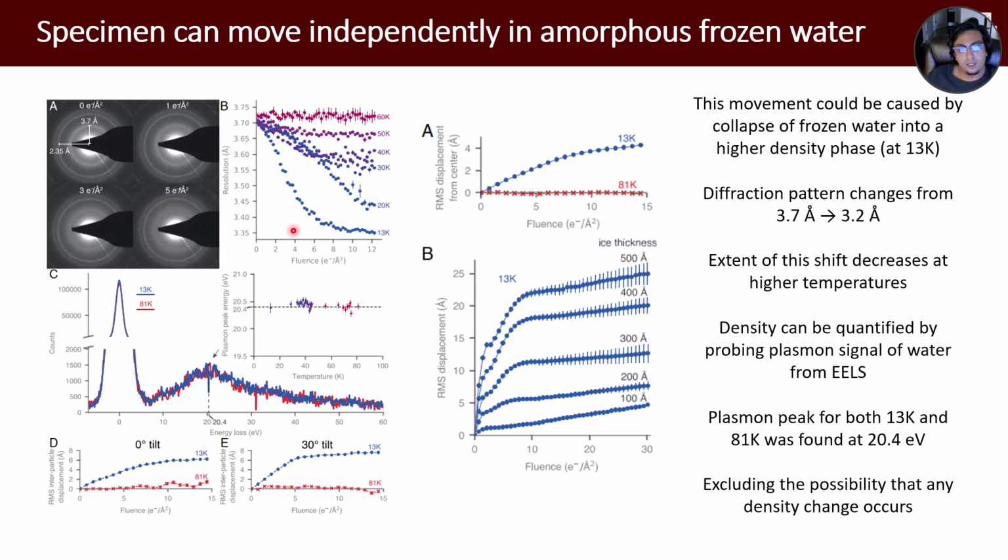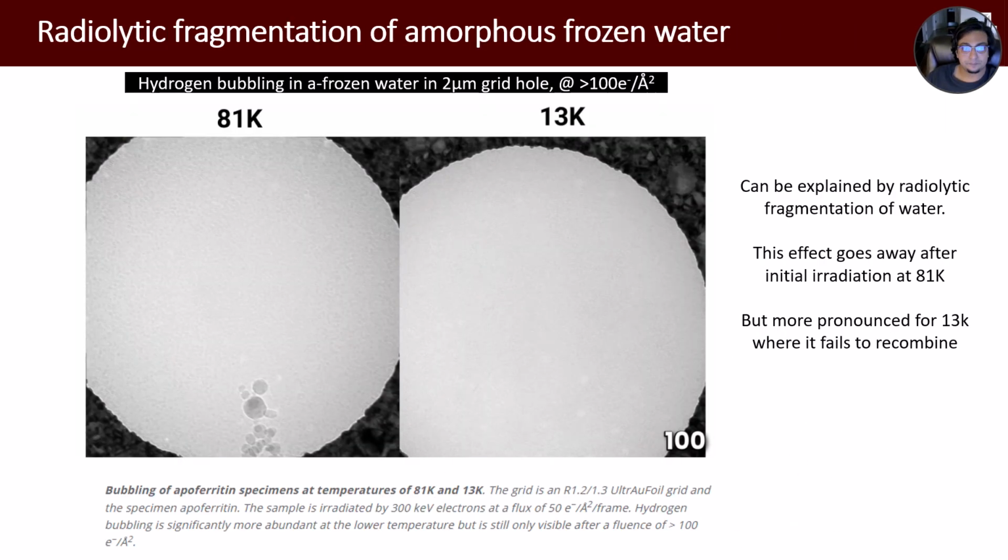But if it is actually doing a phase change, that means the density is actually changing. If the density is changing, the electron density is also changing. That means we should be seeing a shift in the plasmon signal of water, which they've recorded here. As you can see, there is no shift in those two things. So the density is not actually changing. Something else is going on. So we can exclude the possibility that a density change occurs.